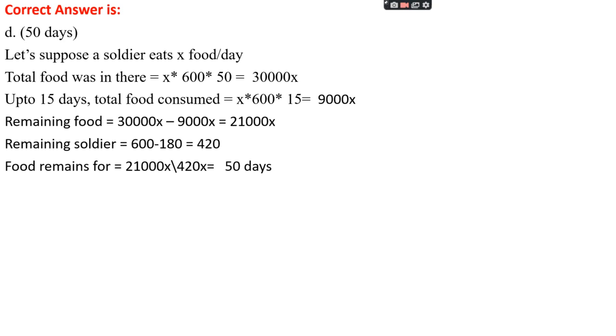After those 15 days, how many soldiers are left? 600 minus 180 soldiers have left, so the remaining soldiers are 420. 420 soldiers will consume 420x food per day. So the food remains for the remaining food divided by the remaining soldiers' consumption rate: 21,000x divided by 420x, which is 50 days.